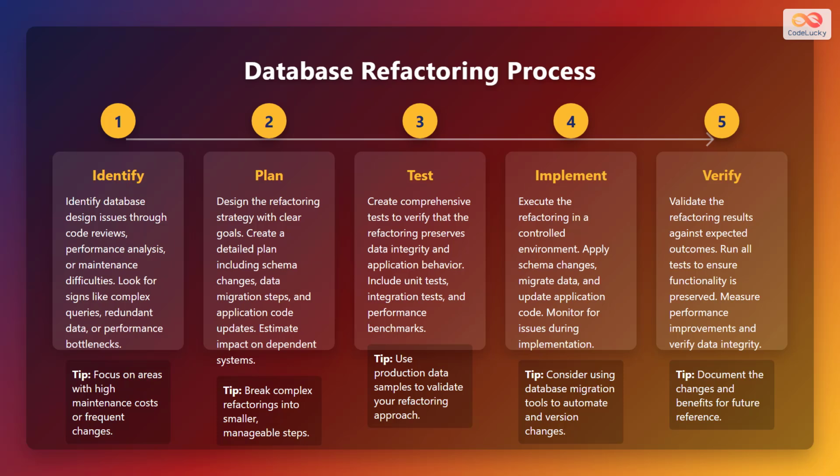The second step is to plan. Design the refactoring strategy with clear goals. Create a detailed plan including schema changes, data migration steps, and application code updates. Estimate the impact on dependent systems. Break complex refactorings into smaller, manageable steps.